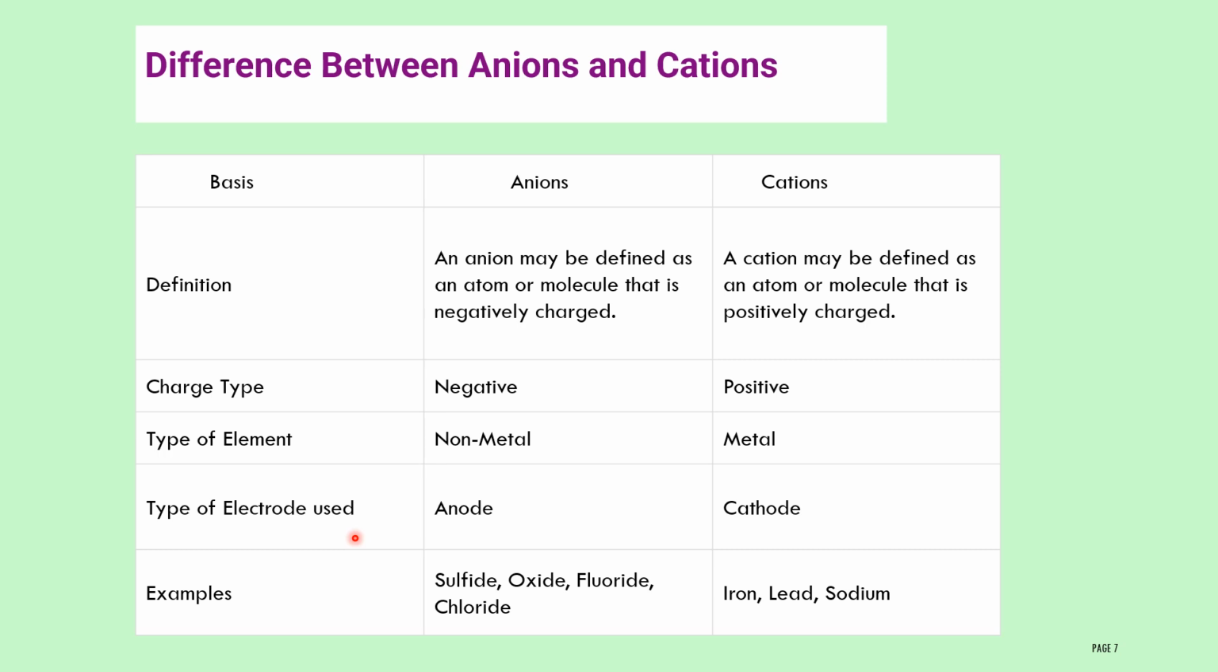Then type of electrode used: anions are produced at the anode. Cations are produced at the cathode. Examples of anions are sulfide, oxide, fluoride, chloride. Examples of cations are iron, lead, sodium.